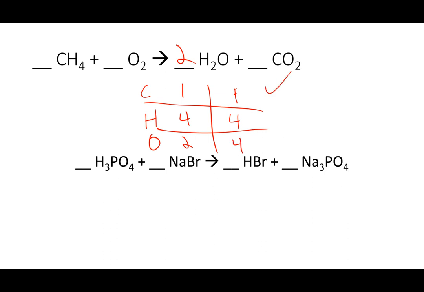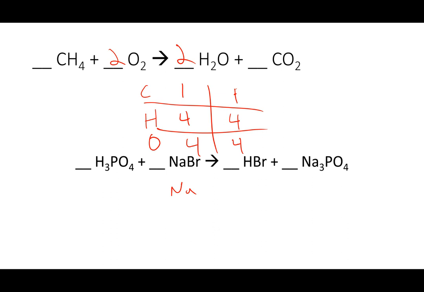I see that my C's are good and my H's are good, and the only thing I need to do is fix my O's. And in order to fix my O's, if I just put a 2 here, that gives me 4 O's on the left-hand side. So now this is a balanced reaction. Let's do one more together. Or let me show you one more.